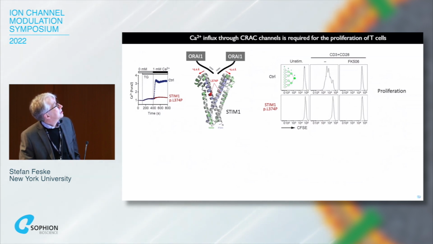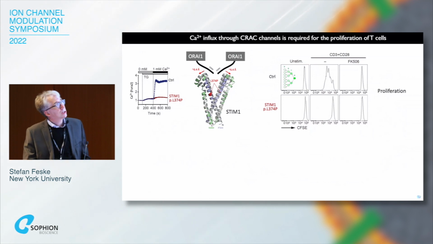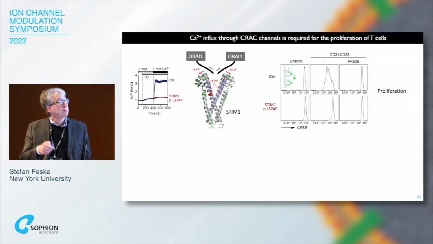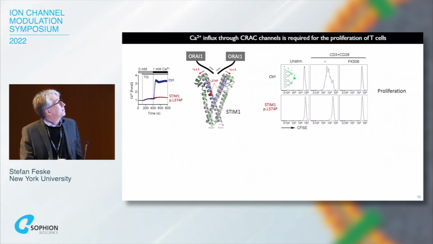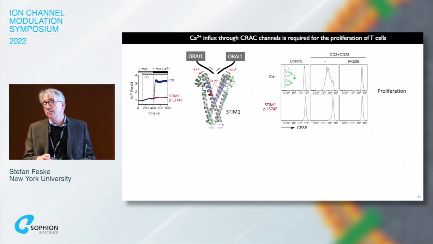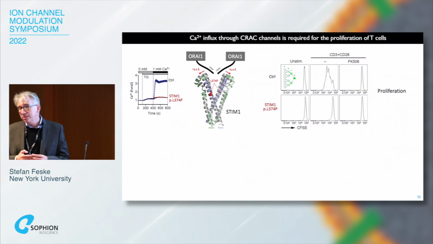In wild-type cells, after stimulation, you see that the initial high peak moves to the left, right? That means cell division, but it does not happen in the STIM1 deficient cells, right? This means the cells do not proliferate at all, and you can mimic this by using an inhibitor of calcineurin, which is downstream of the calcium influx. It's called FK506 or tacrolimus, which is kind of the main go-to drug to prevent transplant rejection.